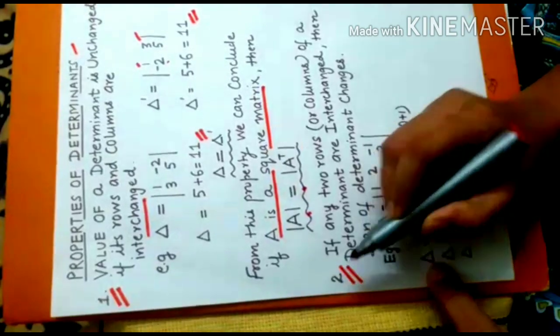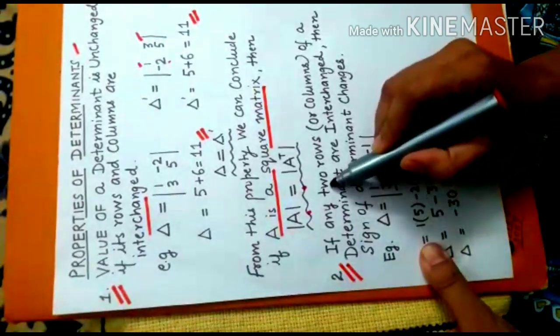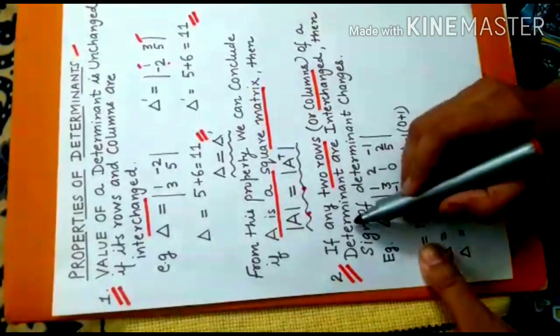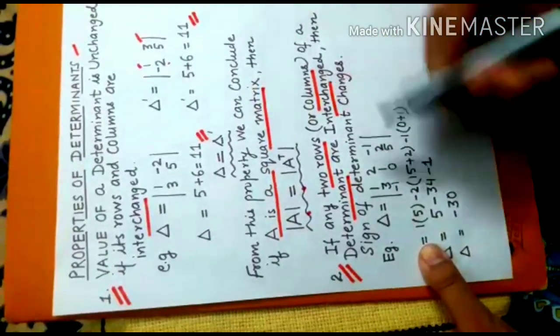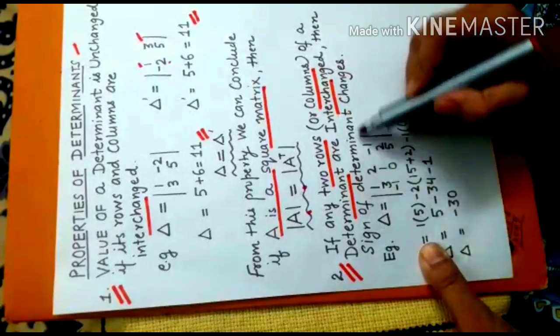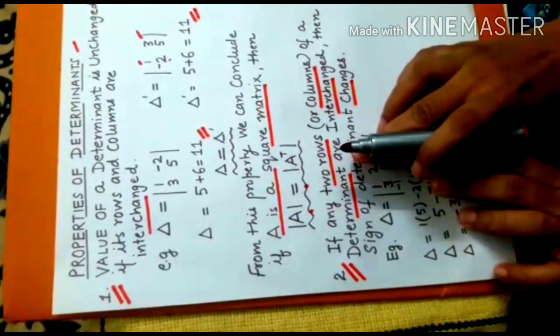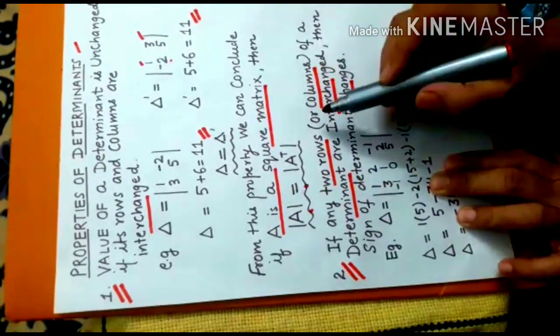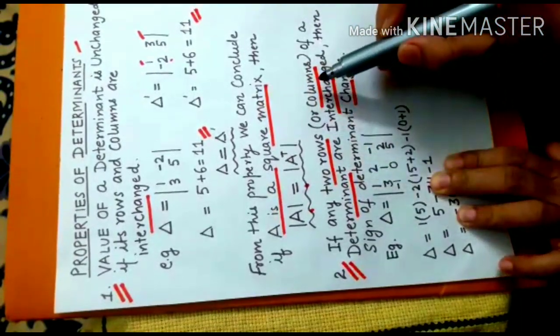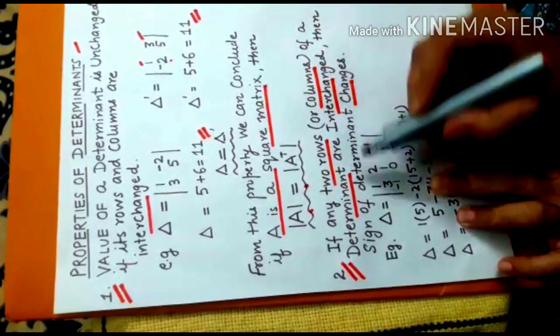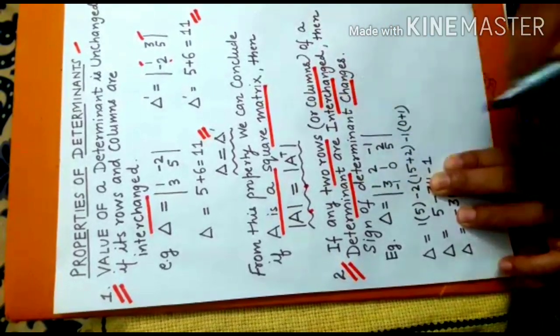Now the second property is: if any two rows of a determinant are interchanged, then the sign of the determinant changes. And this property is also true when two columns of a determinant are interchanged. Then also the sign of the determinant will change.